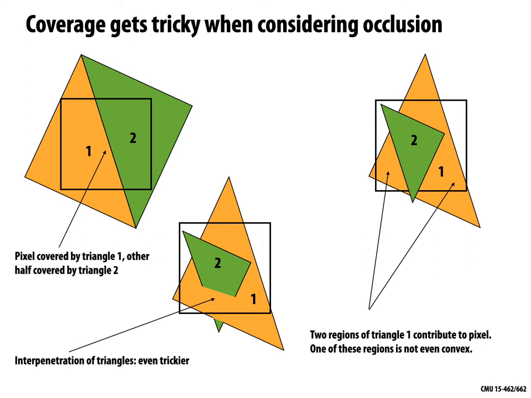So let's say we have two triangles interpenetrating each other. How do we actually figure out this fraction? How do we determine what fraction of that pixel is covered by 2 versus 1? We might have non-convex regions where they overlap and so forth. So rather than trying to answer this question exactly, rather than trying to figure out exactly what percent of the pixel is covered by triangle 2 and exactly what percent is covered by triangle 1, what else might we try? What's a way we can get a rough idea of how much of the pixel is covered? What do you think?